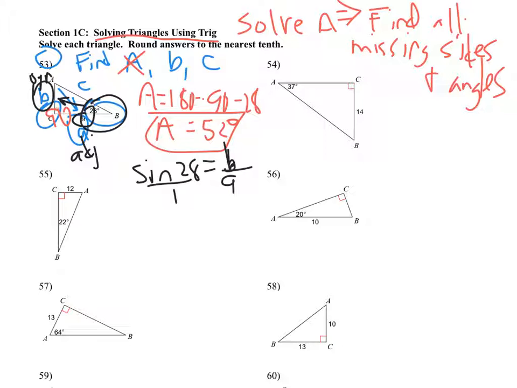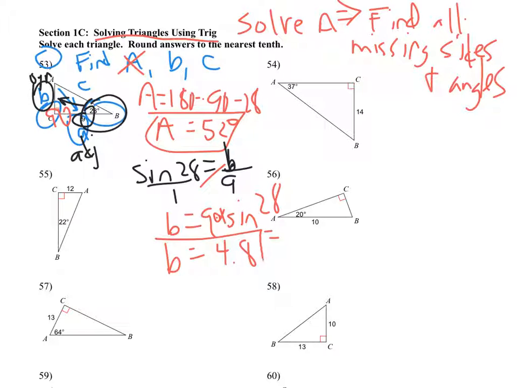And you want to form a proportion, kind of like we did earlier in this section, and cross multiply. So when I cross multiply, b is equal to 9 times sine of 28. And if I use my calculator and type in 9 times sine 28, and hit equals, 9 times the sine of 28 is about 4.8, to the nearest tenth. My picture's getting a little messy here, but this side is 4.8.